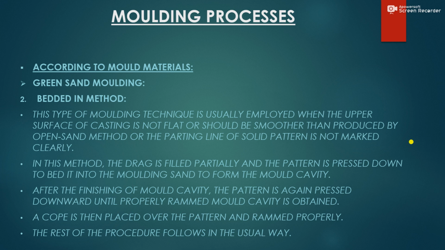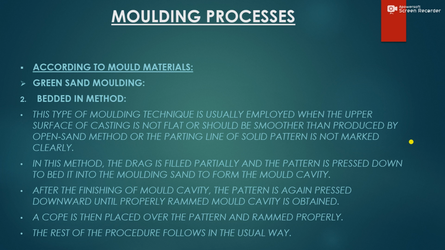After that, the cope portion, the upper portion, is placed on the pattern. In this way, the pattern has an impression on the cope as well. After properly ramming it on the lower portion, the cope is lifted up and placed on the drag part. Then sand is put upon it and rammed properly so that the cavity gets formed in the cope portion as well. And the rest of the procedure follows the usual way. So this is how the bedded in method is used.